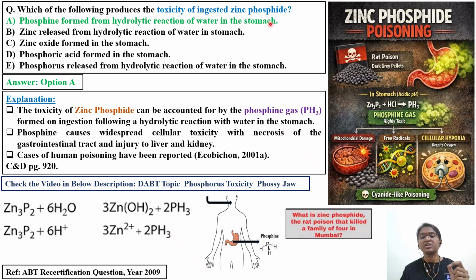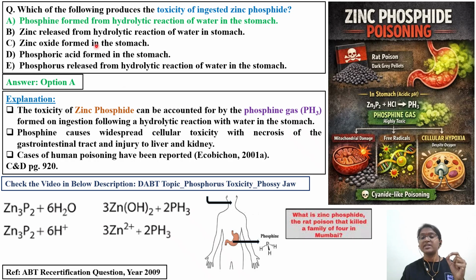The right answer will be in the green text, that is phosphine formed from hydrolytic reaction with water in the stomach. Once you orally consume this zinc phosphide, which is nothing but Zn3P2, when it comes in contact with water which is present in your stomach, it will undergo a reaction and release phosphine. What is phosphine? PH3. Whatever this phosphine is, it is highly toxic, and the symptoms and toxicity are similar to that of cyanide poisoning.